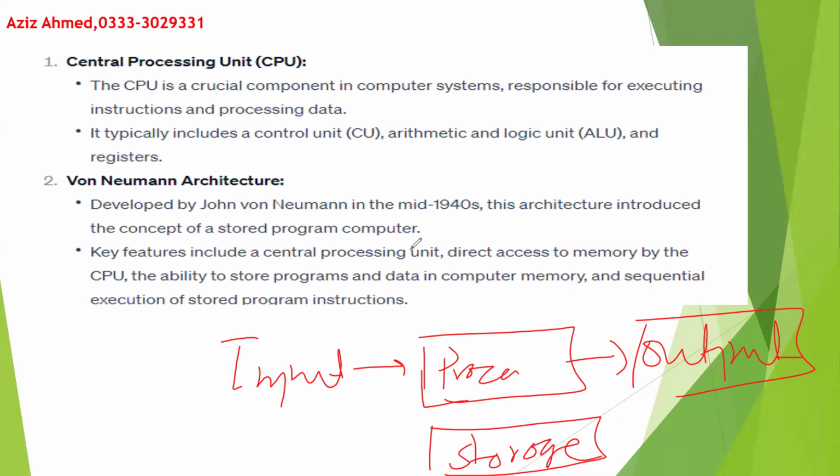Key features include a CPU, direct access to memory by the CPU, the ability to store programs, which are stored in RAM or later on cache, and data in computer memory, and sequential execution of stored program instructions. All instructions are stored in RAM in sequence. All instructions run one after the other, in a sequence.